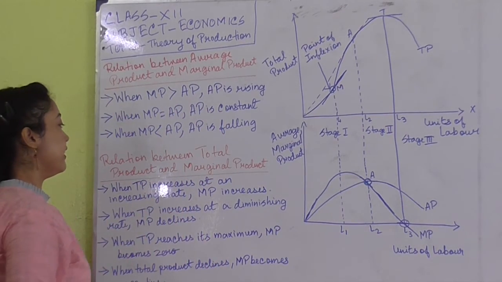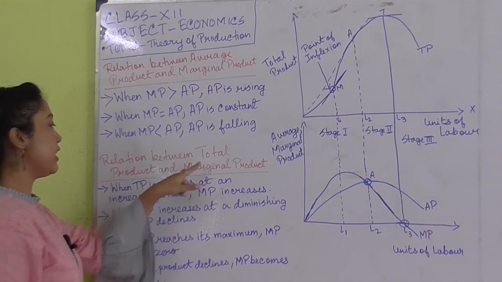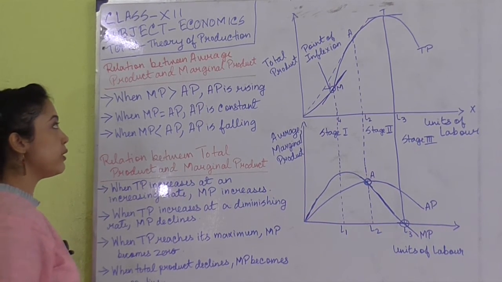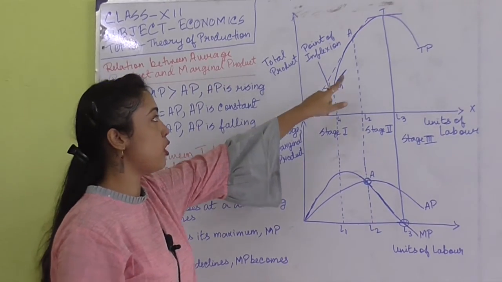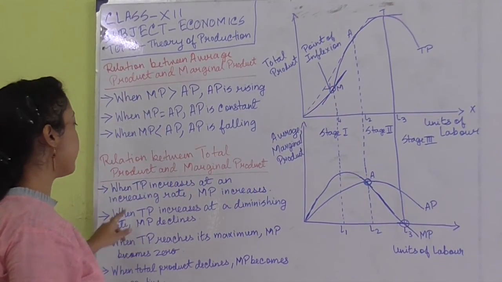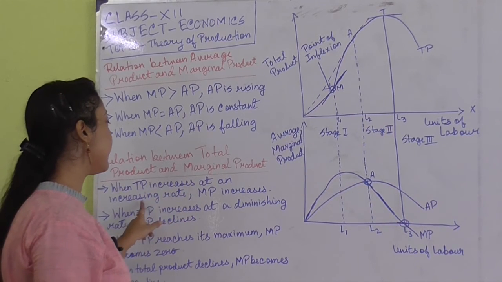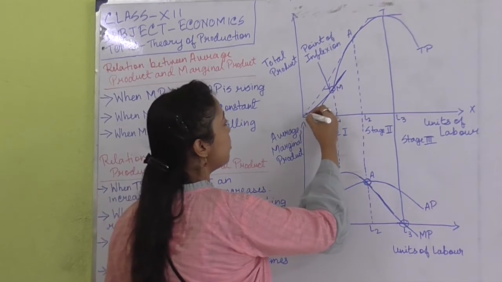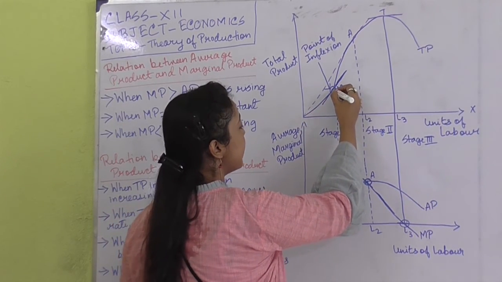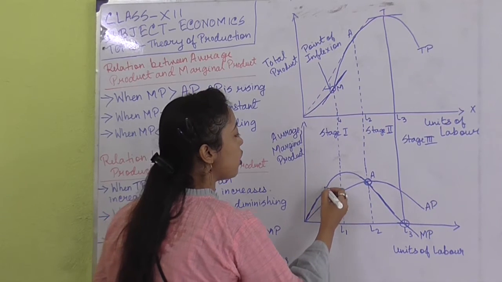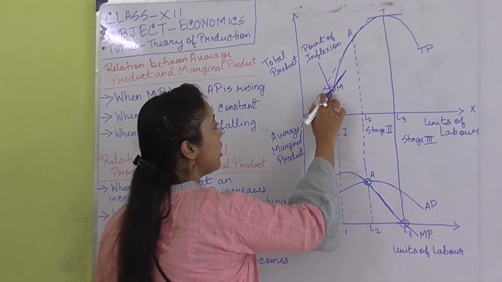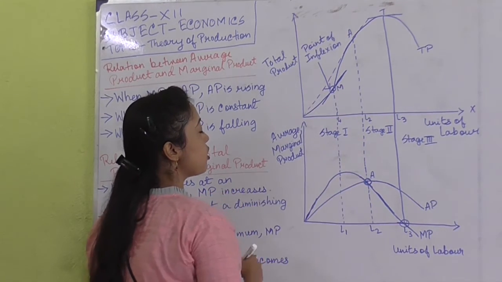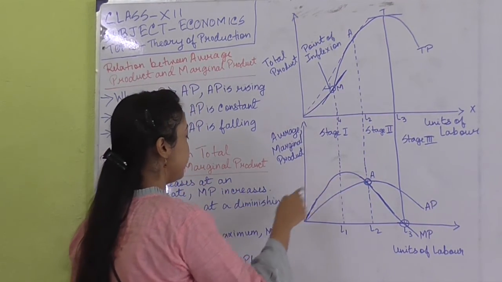Next I will show you the relation between the total product and the marginal product. So here you can see the total product curve has been drawn over here. So the first point is given that when TP increases at an increasing rate, MP increases. So here you can see that the total product is increasing at an increasing rate and the marginal product curve is also increasing. In this point the TP is increasing at an increasing rate and the MP curve is also increasing.